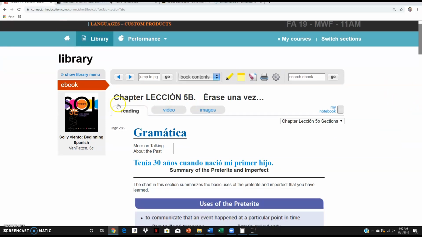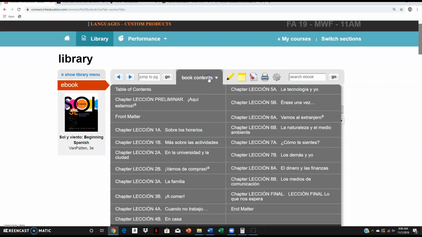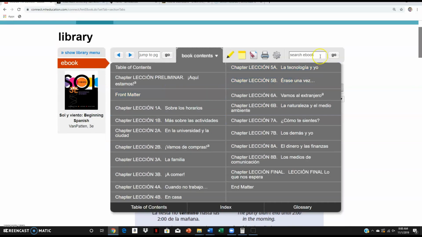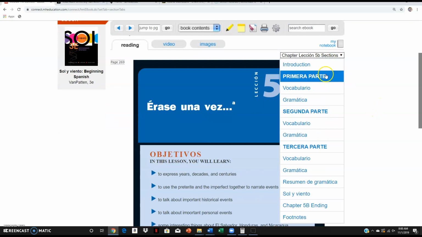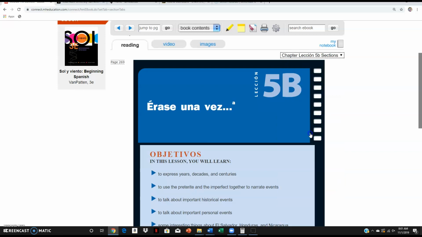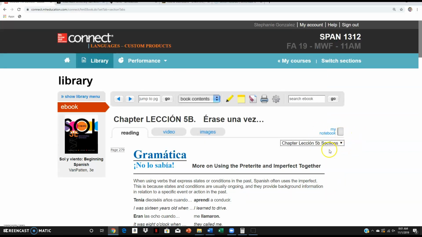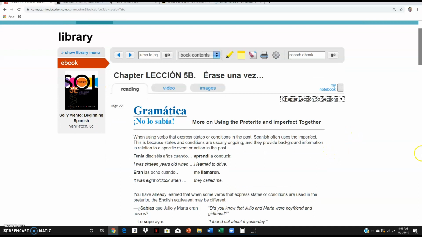If you go to chapter 5, we're in 5B, okay? You can look at the contents here. You can see we've already done 5A. We're now in 5B. If you go to these subsections, it will say primera parte, segunda parte, tercera parte. What I would like for you to do is review the grammar. So segunda parte, gramática. Tercera parte, gramática. You can even complete the resumen de gramática. So let's go here and look, because we've already seen primera parte, gramática.